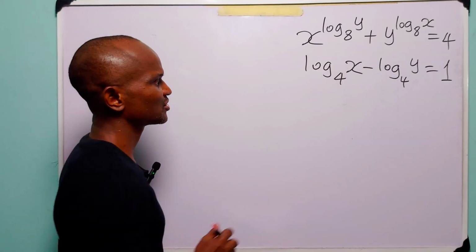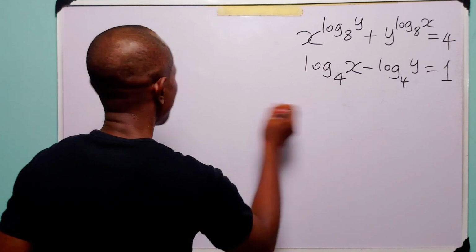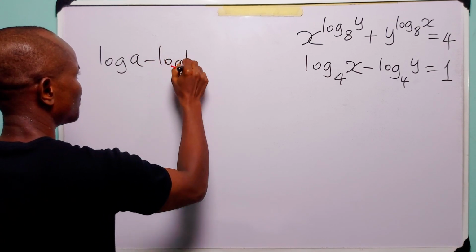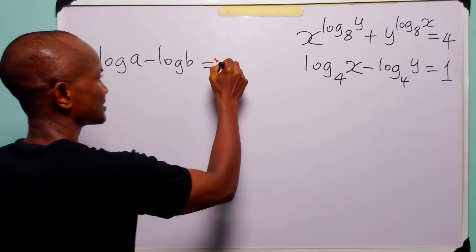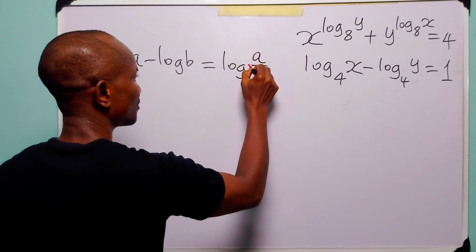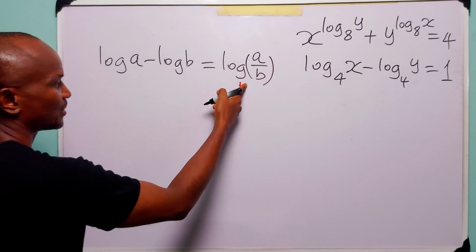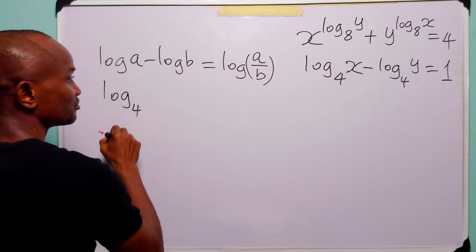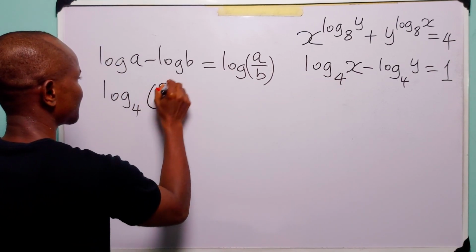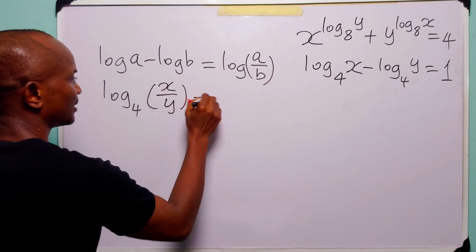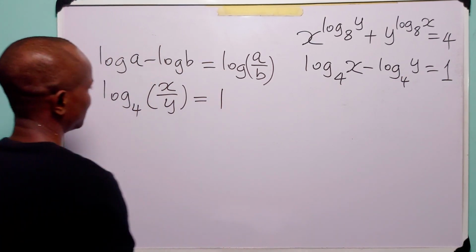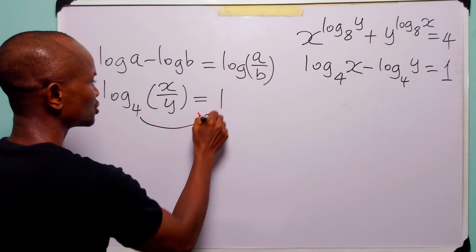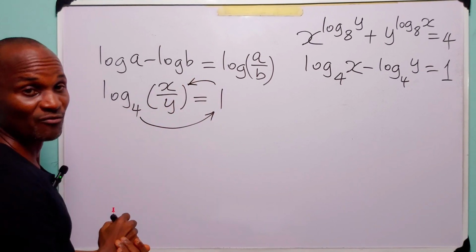Now, to solve this system of equations, let us start with the second equation. And let us recall that when we have log a minus log b, this can be written as log a over b. With this in mind, we can rewrite the second equation as log₂ of x over y, and this is equal to 1. And of course, you know that when we have a statement like this, it simply means that 4 to the power 1 is equal to x over y.